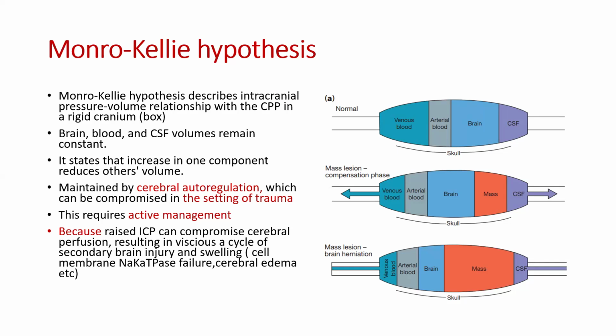So it says that the brain, the blood, and the CSF volumes remain constant according to this hypothesis of Monro-Kelly. So an increase in one component of these three components reduces the volume of the other, because the skull is rigid.